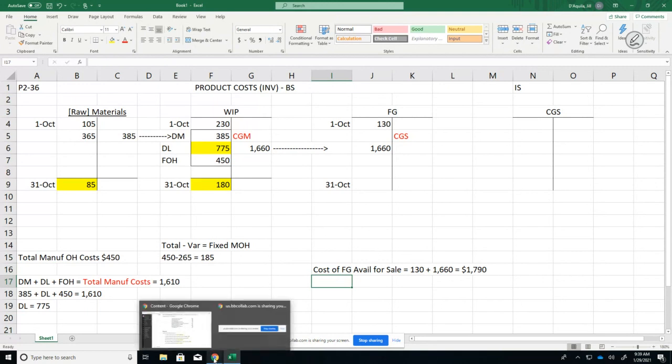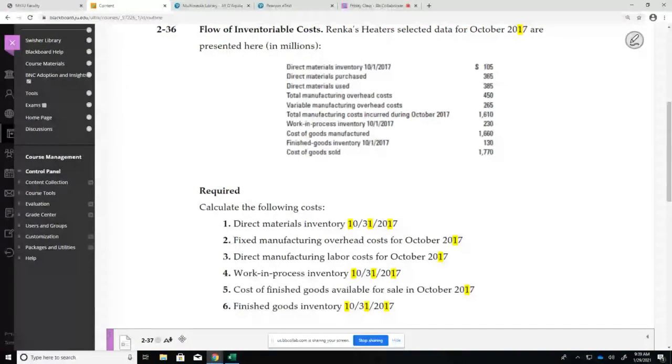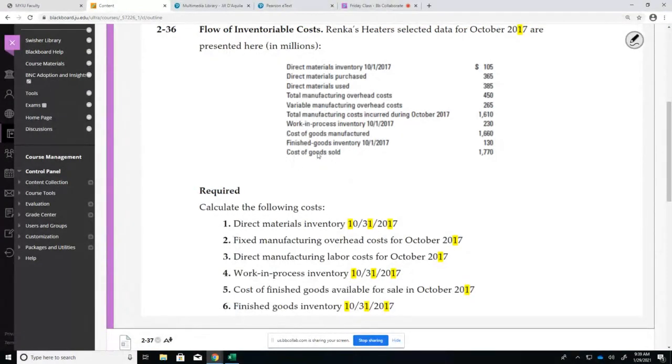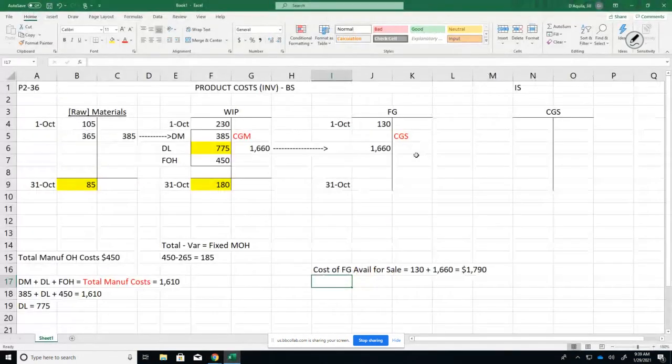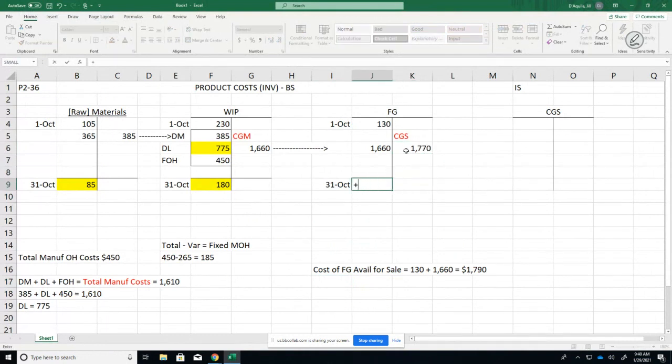And we probably have to get one more piece of information from here. We know how much we sold, right? Cost of goods sold, 1,770. It looks like our missing piece down here is the 130 plus the 1,660 minus 1,770. Looks like we have $20 worth of goods left at the end of the month.